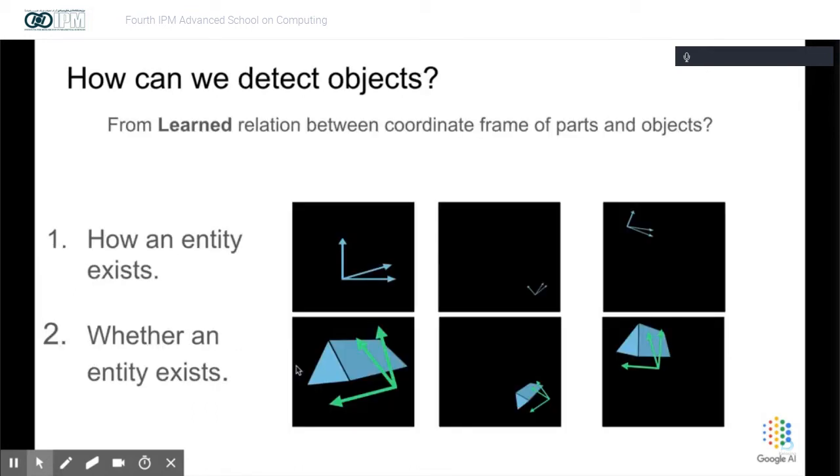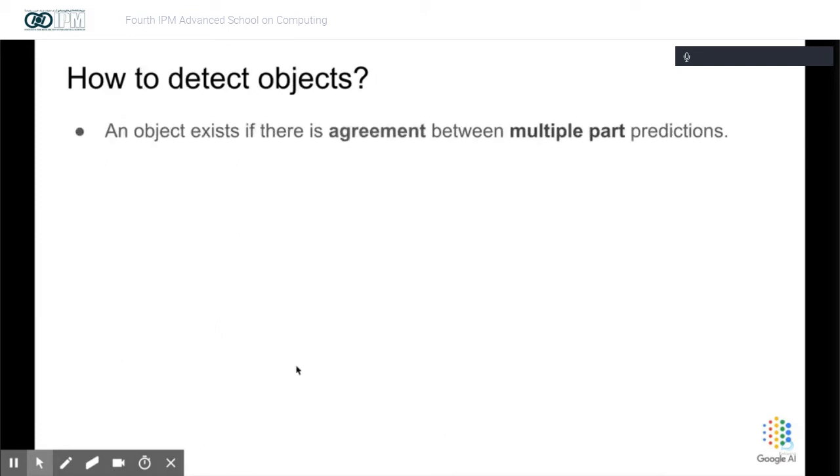So we have figured out the constant and variable parts of a house representation. In the house example, we will represent the roof using a capsule and the house using another capsule. And we will learn to find a transformation from the roof capsule to the house capsule. But how can we detect objects? Is any roof a house? No. A house needs walls. So a house exists if it has both roof and walls.